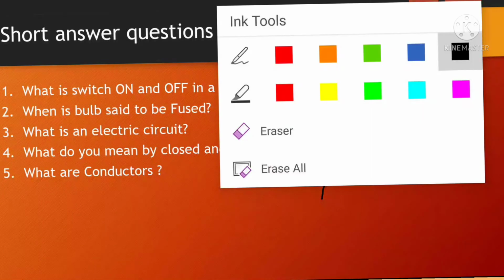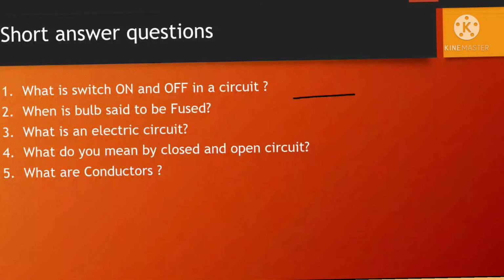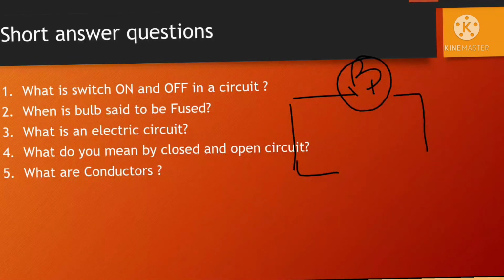Now let's make an off position. In the off position, again I am making a bulb. First the bulb, and then I am going to make one cell. So a cell has one positive terminal and one negative terminal. This is the symbol of a cell, children. Positive and negative. Okay. Next one.